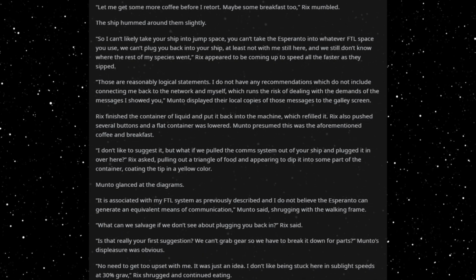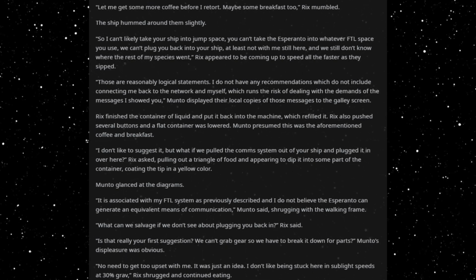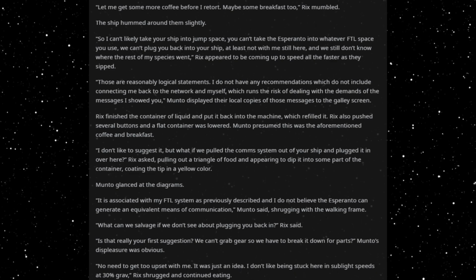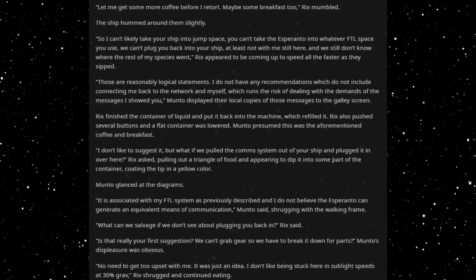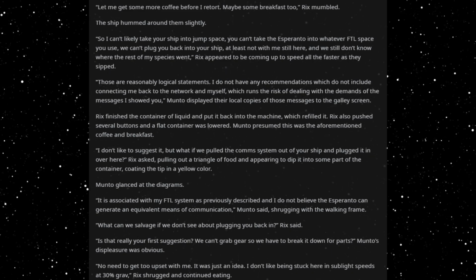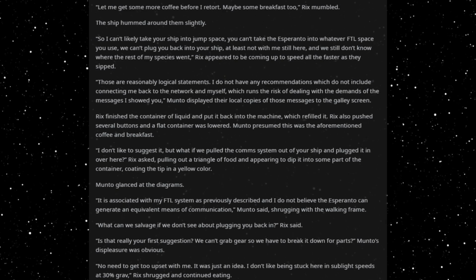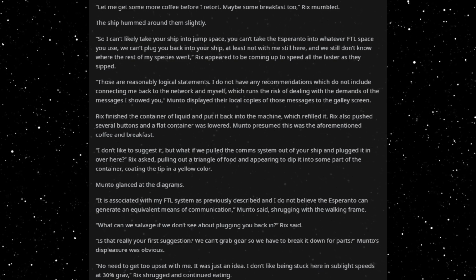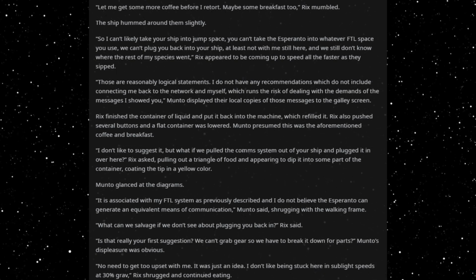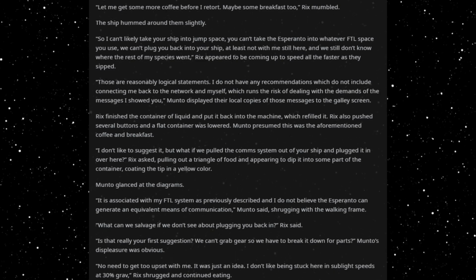Munto displayed their local copies of those messages to the galley screen. Rix finished the container of liquid and put it back into the machine, which refilled it. Rix also pushed several buttons and a flat container was lowered. Munto presumed this was the aforementioned coffee and breakfast. "I don't like to suggest it, but what if we pulled the comm system out of your ship and plugged it in over here?" Rix asked, pulling out a triangle of food and appearing to dip it into some part of the container, coating the tip in a yellow colour.